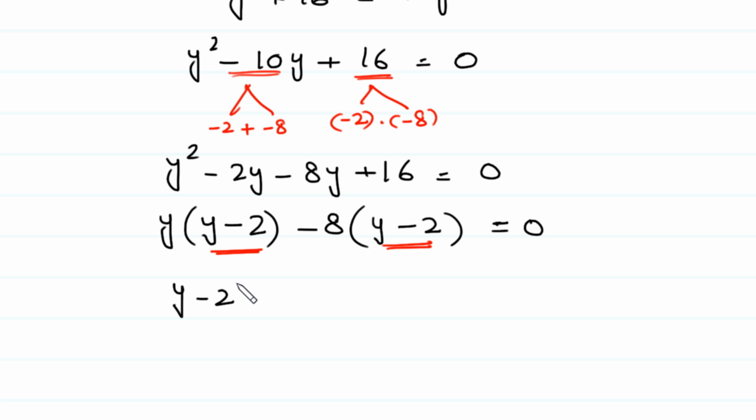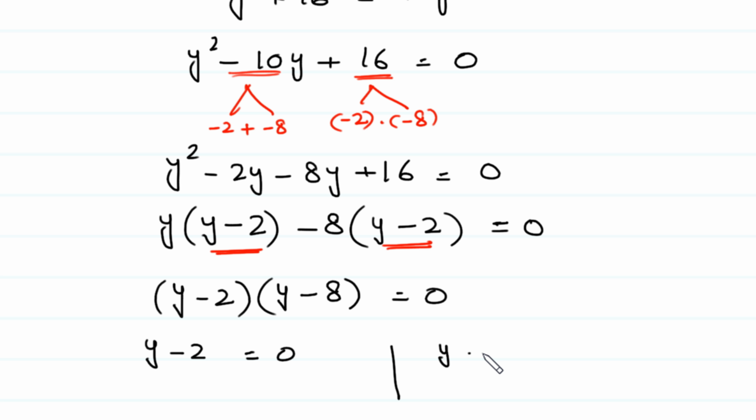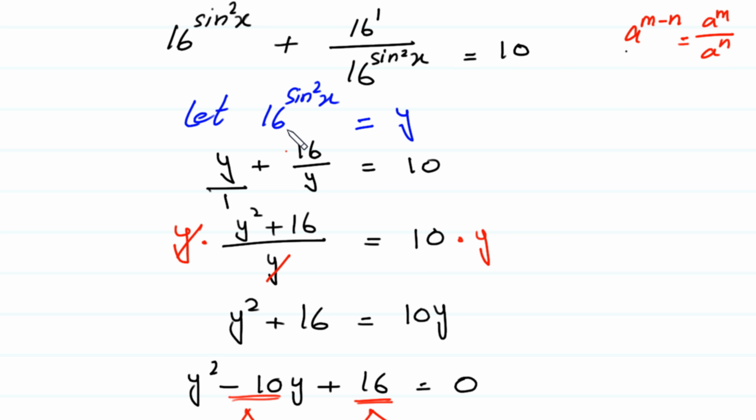Now from here y minus 2 can be taken as common. Y minus 2 as common, and in bracket we left this y and this minus 8. y minus 8 is equal to 0. Now y minus 2 is equal to 0 or y minus 8 is equal to 0. From here y is equal to 2 and from here y is equal to 8. Now recall that we have supposed 16 raised to power sine square x is equal to y.